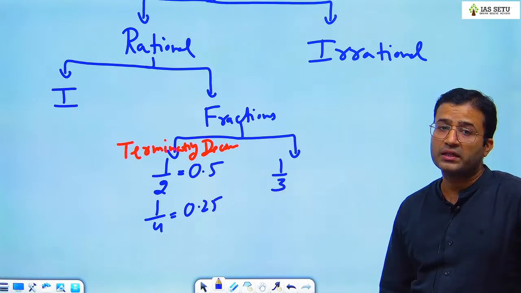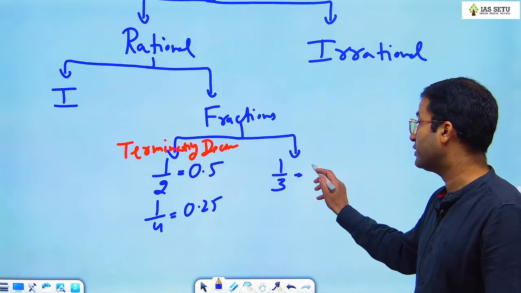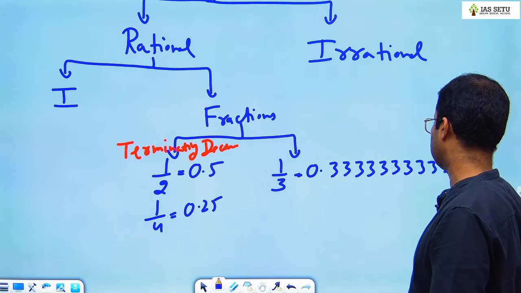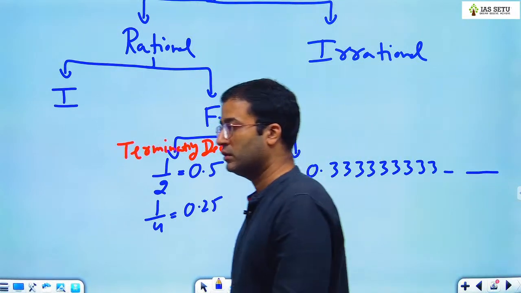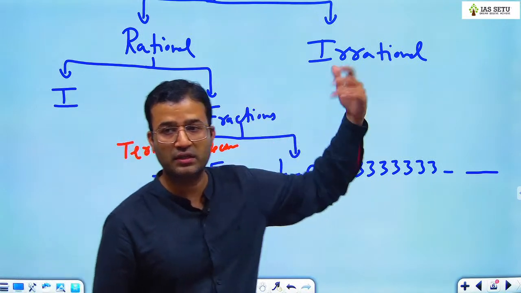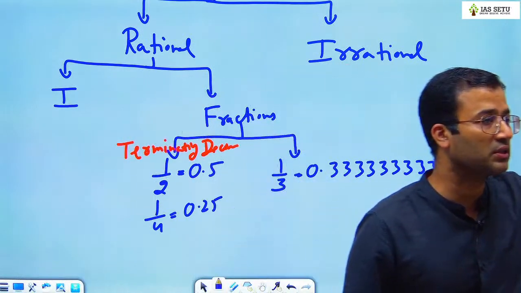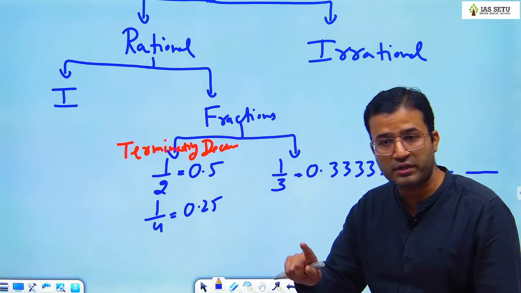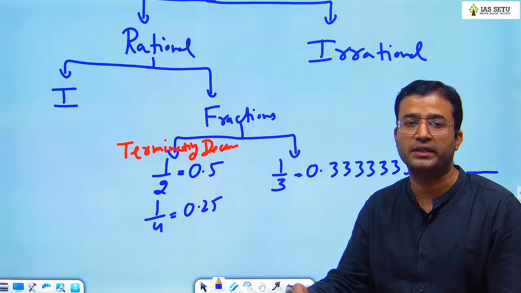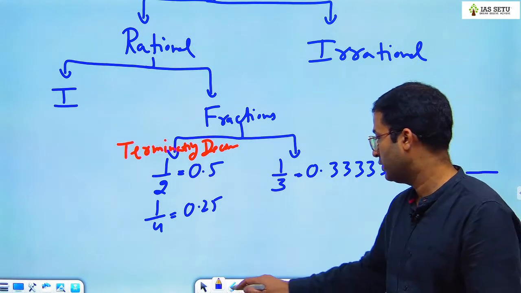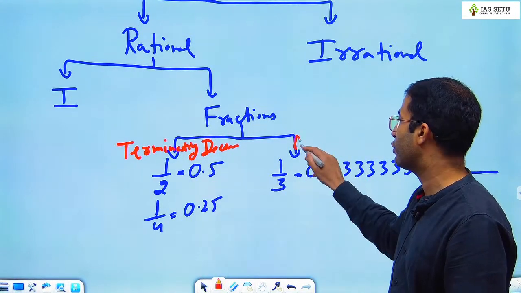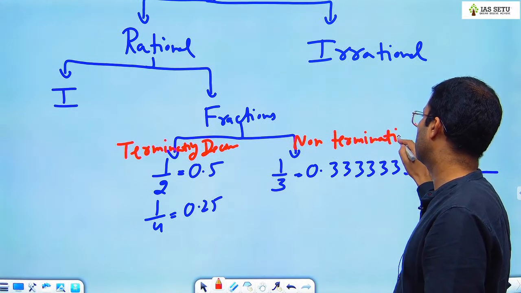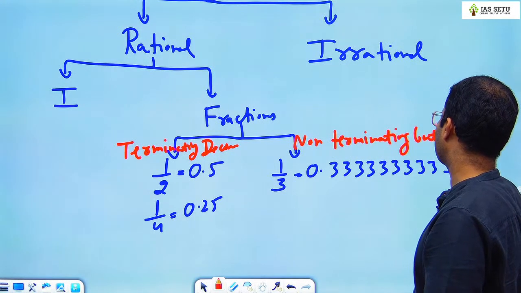Whereas 1 by 3, when you convert in decimal, we get 0.33333333. चलता जाएगा, board खत्म, राजेंद्र नगर खत्म, दुनिया खत्म. 3333. So what are these called? Non-terminating but repeating. Repetition is there. So here this decimal are non-terminating but repeating.